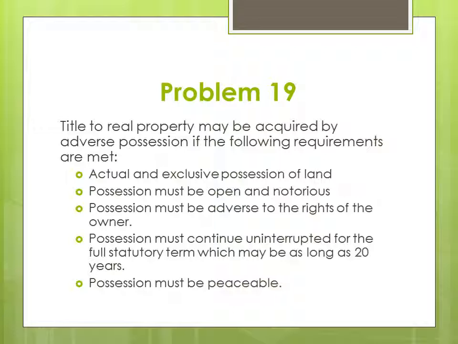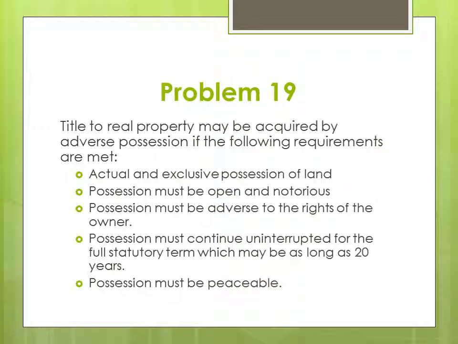And possession must continue uninterrupted for the full statutory term, which may be as long as 20 years. So adverse possession runs on different years in different states, but the maximum of any state is 20 years. And in this case, they stated that he occupied it for 22 years continuously. And the possession must be peaceable. And what they mean by that is that Cranston couldn't have taken the property by force or any type of illegal activity in which he gained ownership or gained possession of the property.